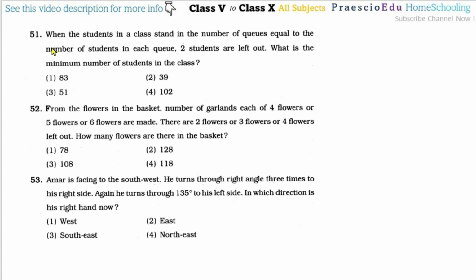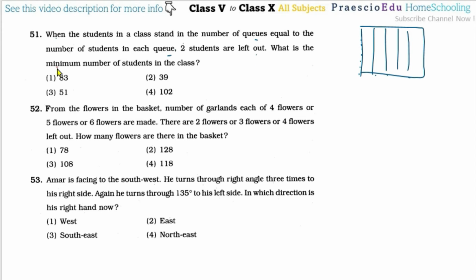Now question number 51. When students in a class stand in a number of queues equal to the number of students in each queue, that is, whatever the number of queues, the same number of students are in each queue, so we can say it is in a square format. But after this comma, two students are left, meaning when the two students are left out, this equalization is formed.